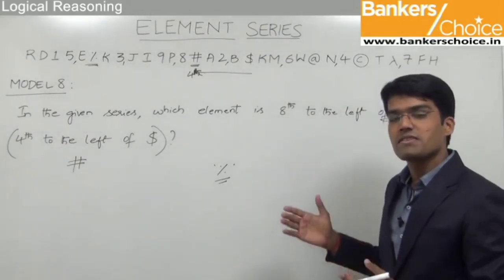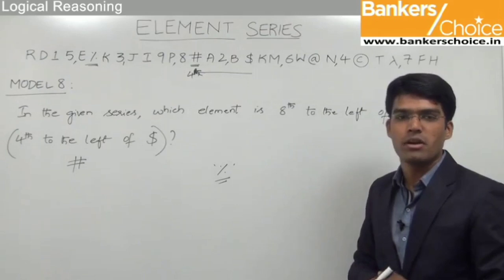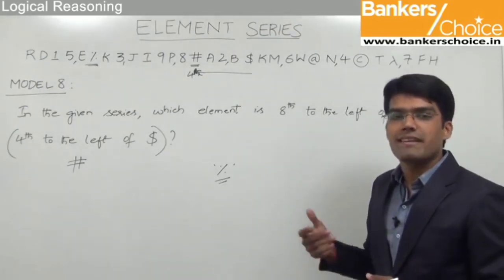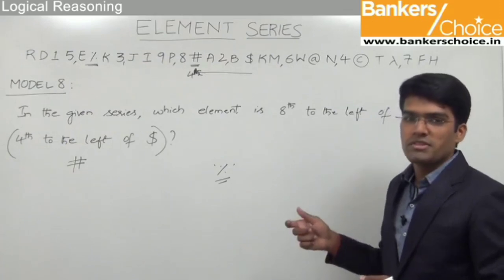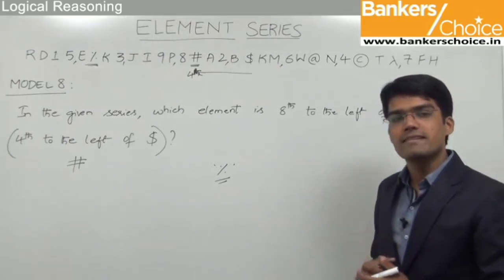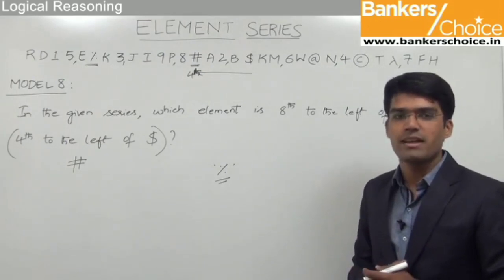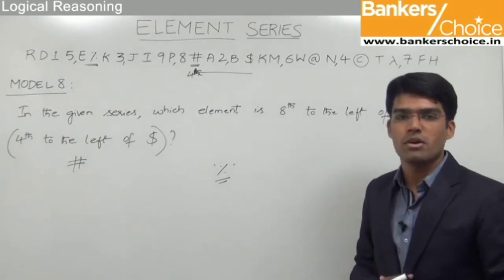So if you observe, this is quite opposite to what we have done in model number 4. So whenever there is a left and left or a right and right combination, the two positions have to be added. And when there is a left and right or right and left combination, the difference of the two positions have to be considered, which is quite opposite to the model 4.